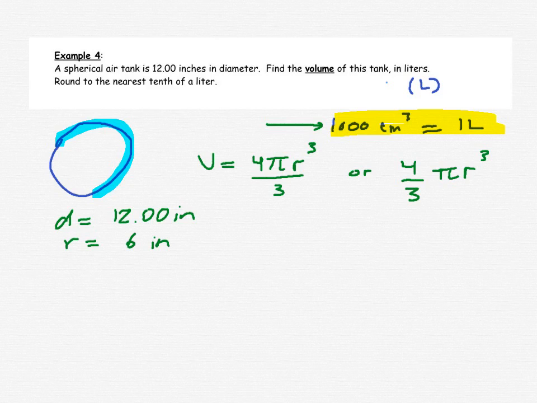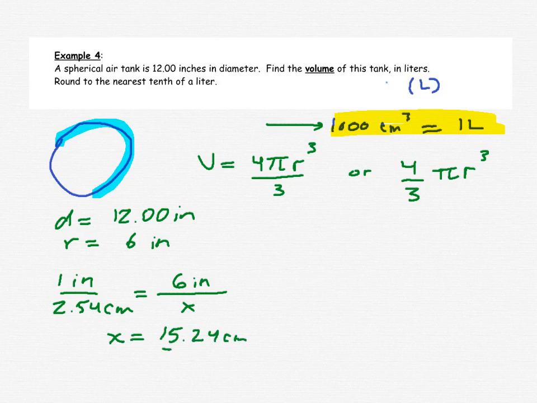So say you went to your famous table and you wrote down the fact that 1 inch is equivalent to 2.54 centimeters. Then you could say, okay, well, 6 inches is going to be equal to how many centimeters? Obviously, the answer has to be the product of 6 times 2.54. So 15.24 centimeters. And that is your radius.